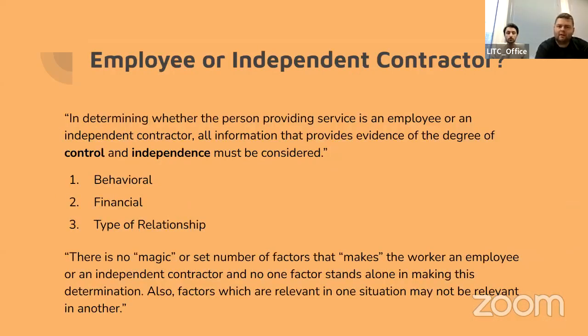So the broad test that the IRS follows is asking whether, in determining whether the person providing service is an employee or an independent contractor, all information that provides evidence of the degree of control and independence must be considered. So it's a very, very broad inquiry, right? We're not going to just stop at one fact or one detail and say, that's it. We don't need to go any further.